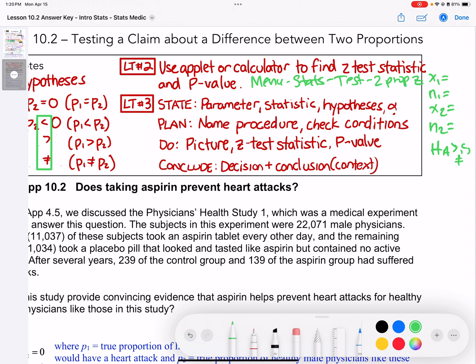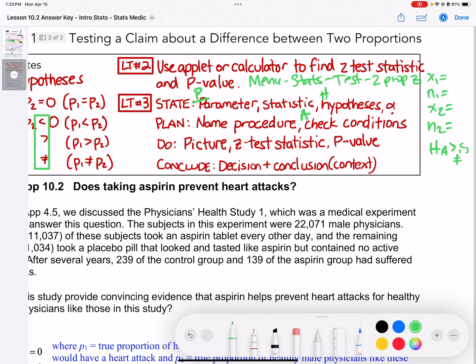For your state, plan, do: for phantoms, P was parameter, H was my hypothesis, A we had with my assumptions and conditions, N we had named the procedure, T we did our test statistic, O we obtained our p-value, and M we made a decision as far as HO. And we have our conclusion, state our conclusion in context for HA.